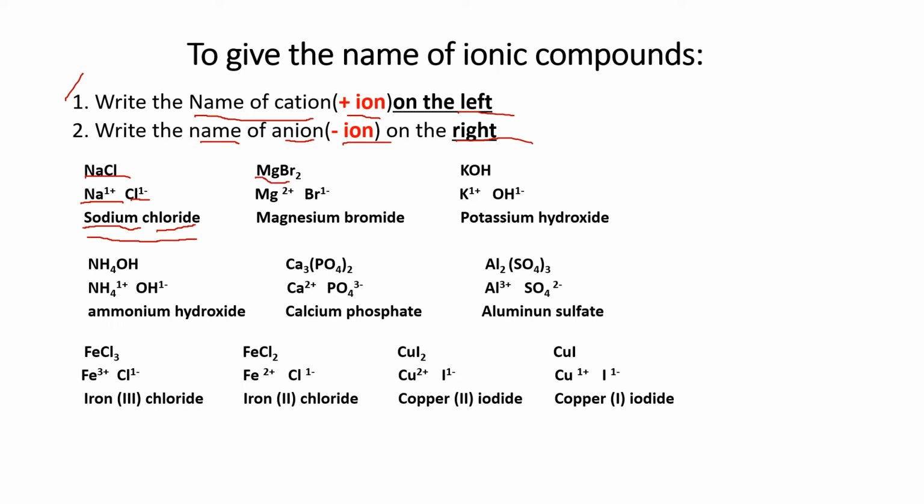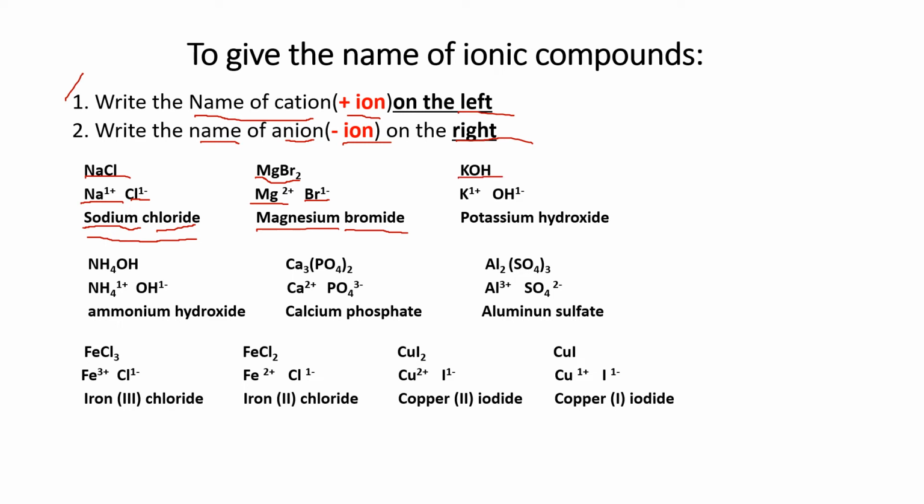MgBr2 is composed of Mg2 positive cation and Br1 negative anion, and the name of Mg2 positive is magnesium. The name of Br1 negative is bromide. Remember, the name is as is for magnesium. For bromide, simply change the ending to -ide.